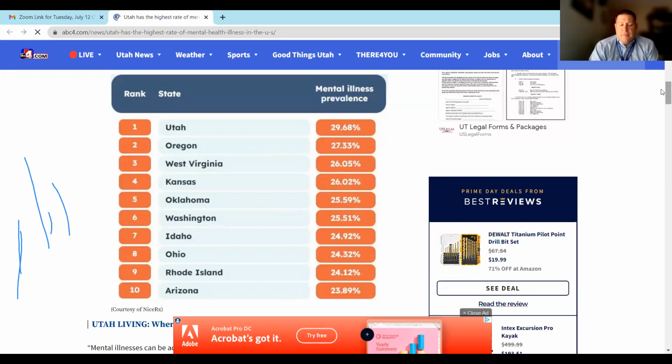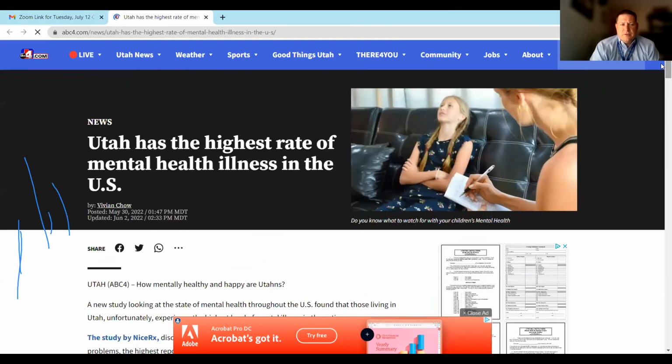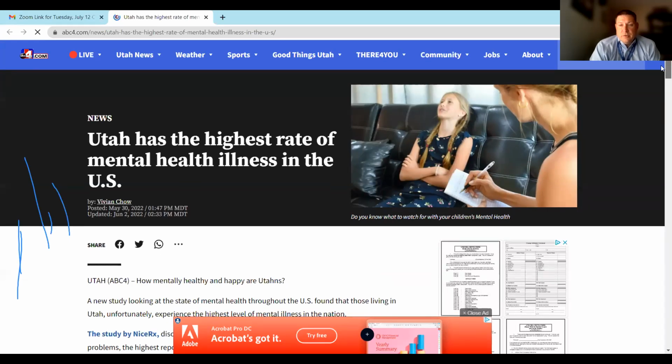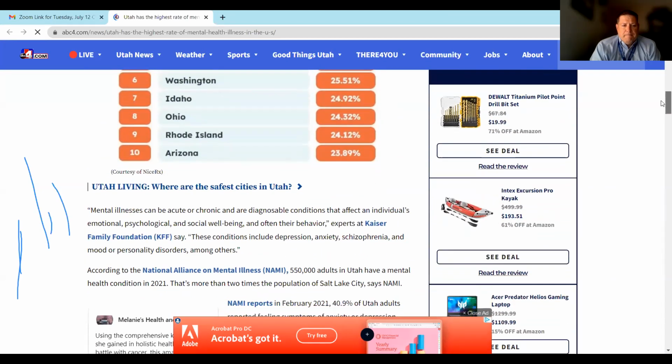I know that for me, it was kind of surprising to learn that Utah was ranked number one in this area. This is a news article, as you can see here, and I'm sorry for scrolling so fast, that was published in May of this year and then updated later in June. So it's relatively recent. Some interesting facts.